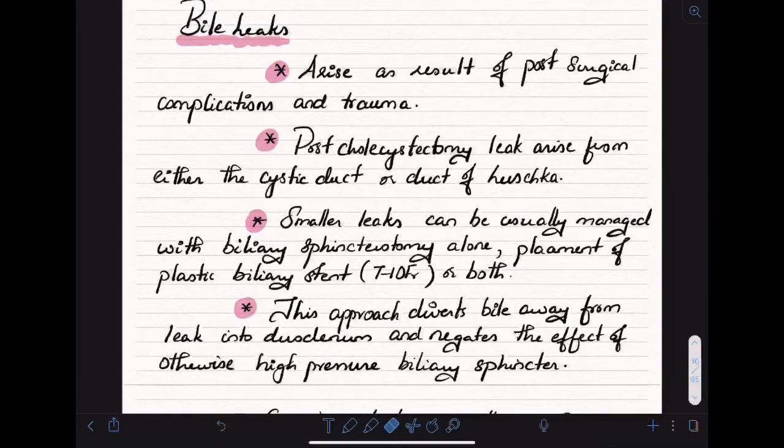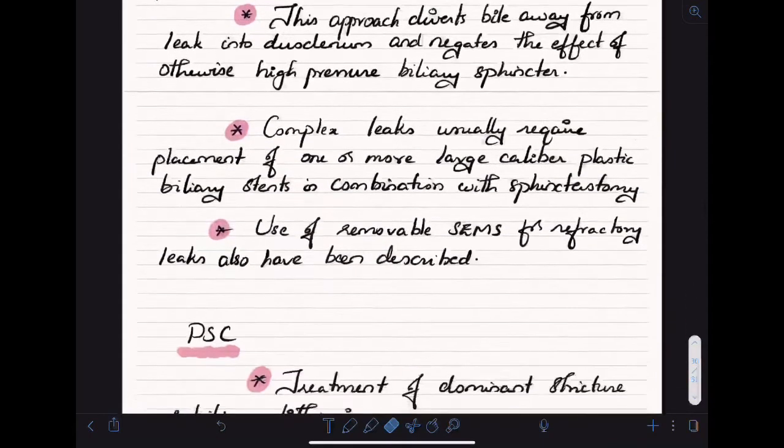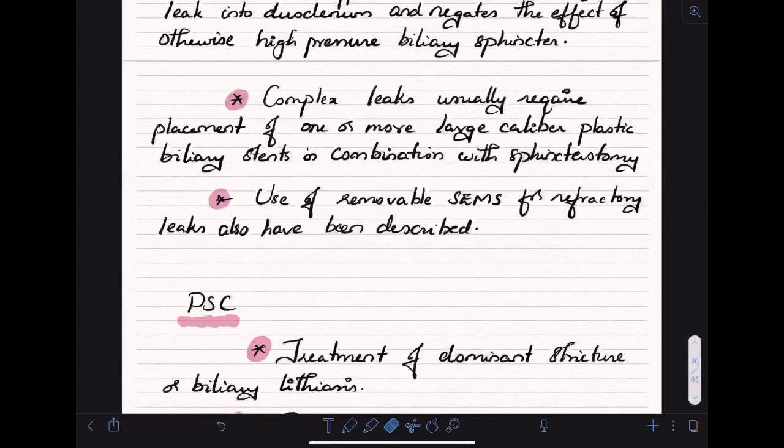Biliary leaks arise as a result of post-surgical complication and trauma. Post-cholecystectomy, leaks arise from either the cystic duct or the duct of Luschka. Smaller leaks can usually be managed with biliary sphincterotomy alone, placement of a plastic biliary stent, that is 7 to 10 French, or both. This approach diverts the bile away from the leak into the duodenum and negates the effect of the otherwise high pressure biliary sphincter. Complex leaks usually require placement of one or more large caliber plastic biliary stents in combination with sphincterotomy. Use of removable SEMS for refractory leaks has also been described.